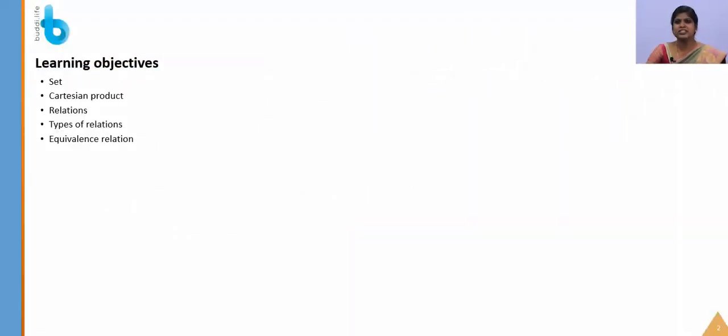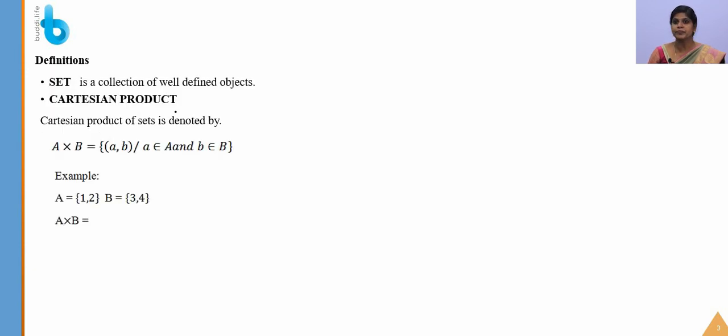For types of relation, we have to know the following topics. First, set. Set definition you know already; we'll just have a recap. Then Cartesian product, relations, what a relation is, types of relation we will learn now, and also we will learn equivalence relation. Let's move on to the definitions.